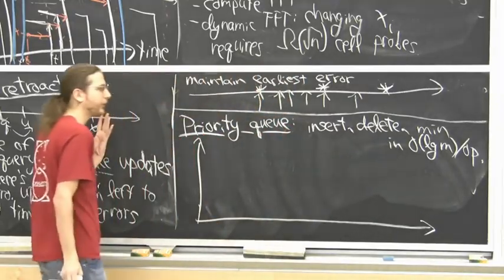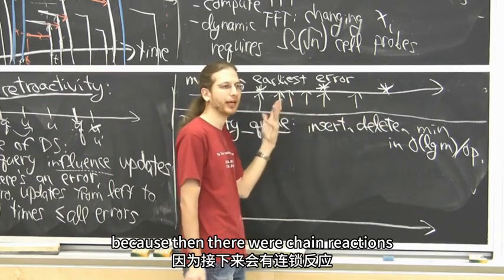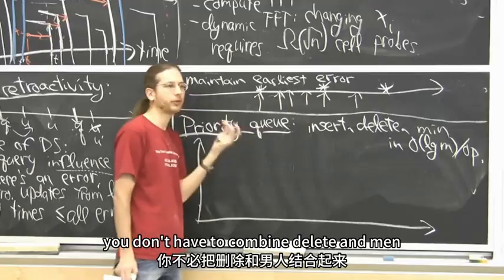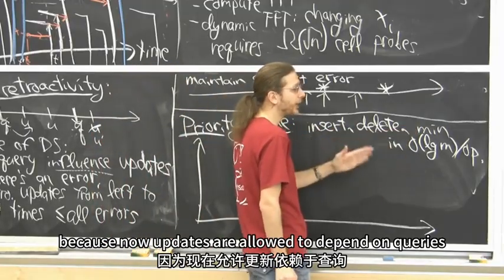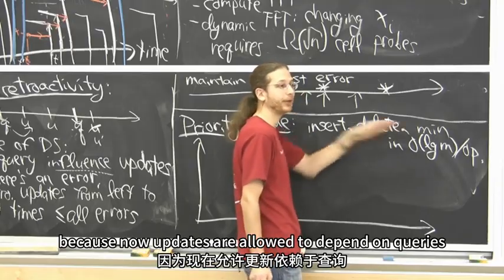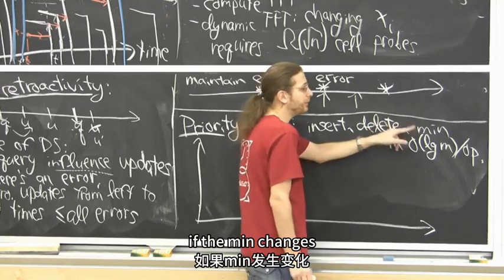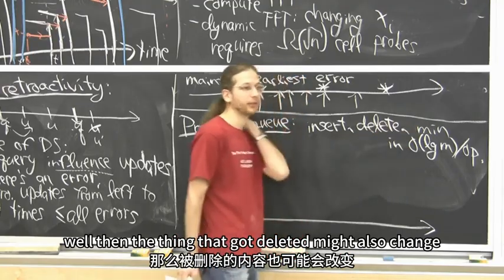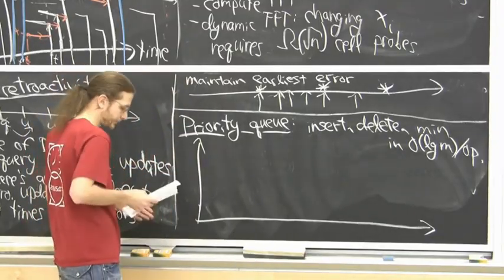For regular retroactive, insert and delete min were more interesting because then there were chain reactions. In this world, you don't have to combine delete and min. You could consider delete separate from min, because now updates are allowed to depend on queries. So maybe you compute a min and then you decide to delete that thing. And if the min changes, well, then the thing that got deleted might also change. That's the algorithm's choice, what to do.